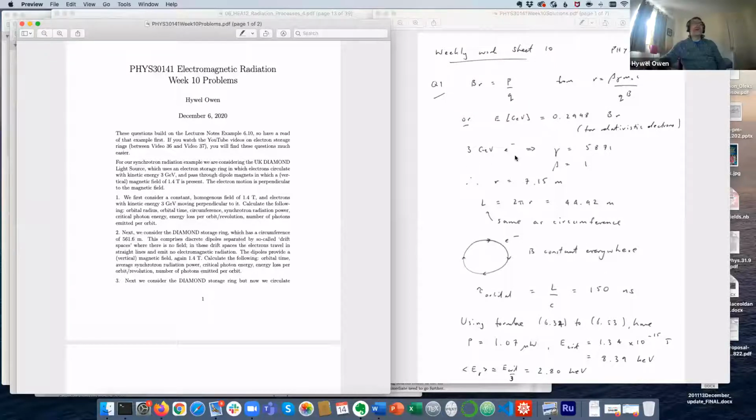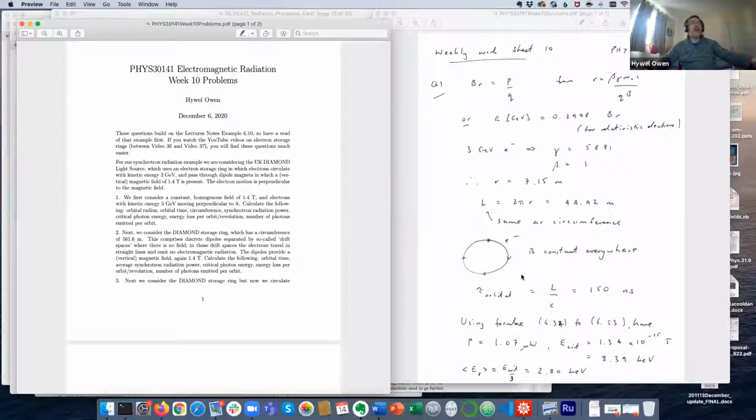A 3 GeV electron has a gamma factor of 5871, and its beta, its relativistic factor, is basically 1. It's going at the speed of light. So the bending radius in a 1.4 Tesla field is 7.15 meters. Now, if I have a homogeneous 1.4 Tesla field, then the path length that the electrons go around as they execute one orbit, this circumference L here, is 2 pi r. So 2 pi r is the same as the circumference if the field is homogeneous, if it's the same everywhere. So in this case, of course, it's 44.92 meters.